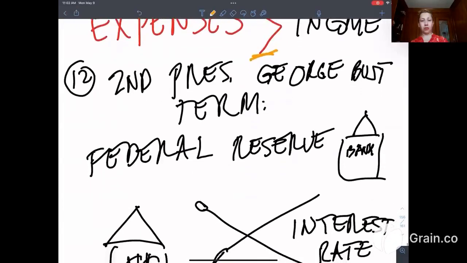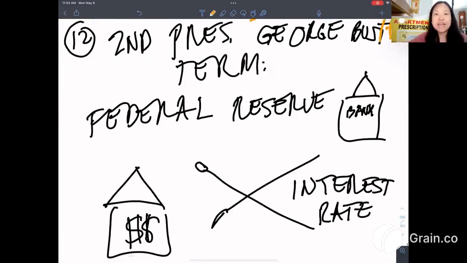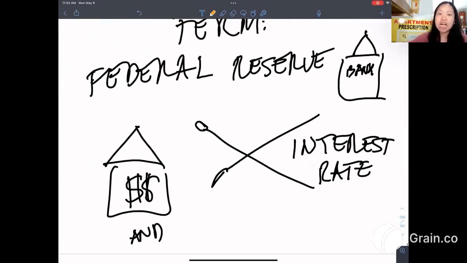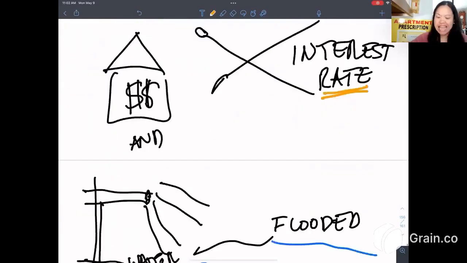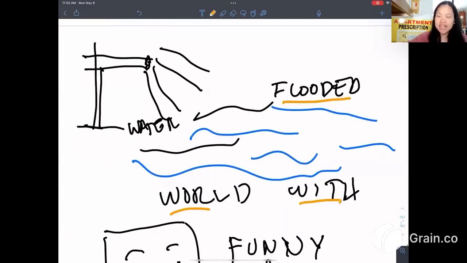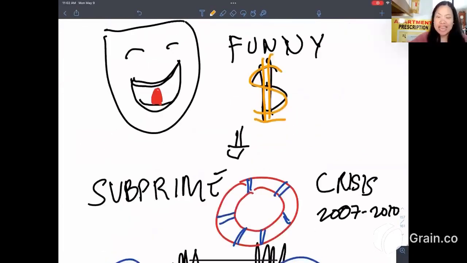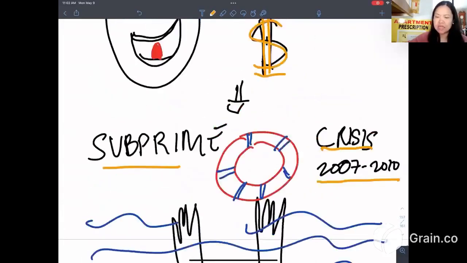Second President George Bush term, the Federal Reserve Bank cut the interest rate and it flooded the world with funny money. And we all experienced this. So when that happened, it led to the subprime crisis of 2007 and 2010.